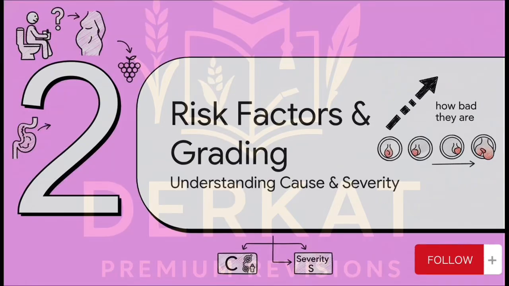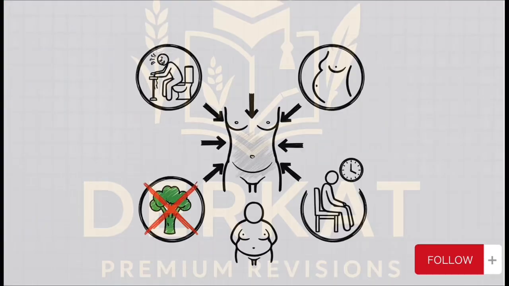Got it? Okay, so we know what they are, but why do people get them in the first place? And how do we figure out how bad they are? Well, that brings us right to risk factors and grading. You know, when you look at this list, there's one theme that connects almost all of them. Increased intra-abdominal pressure. Straining on the toilet from constipation, the weight from a pregnancy, even just sitting for too long. It all pushes down on those veins, causing them to bulge.